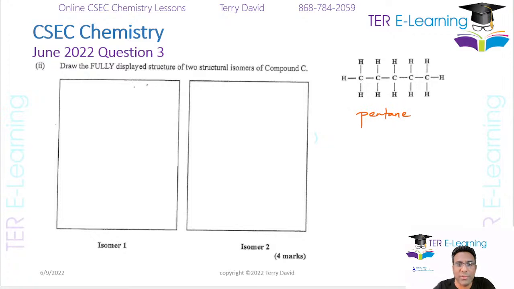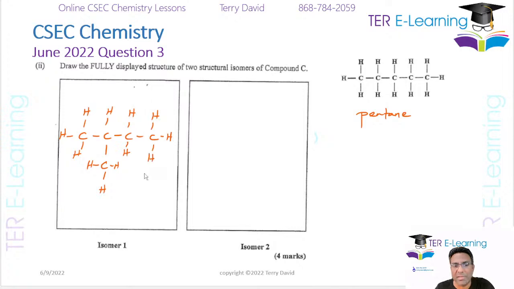And what they want us to do is to draw 2 isomers, right? So the easiest thing I could draw here is 1, 2, 3, 4. Drop a carbon here. So this is the easiest one I can draw. Do they want the name of it? I'm not sure if they want the name as yet, right? But hold on. So this is my first possible isomer, right? That's my first possible isomer.